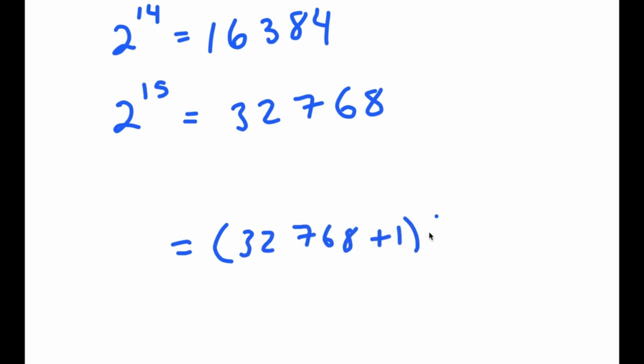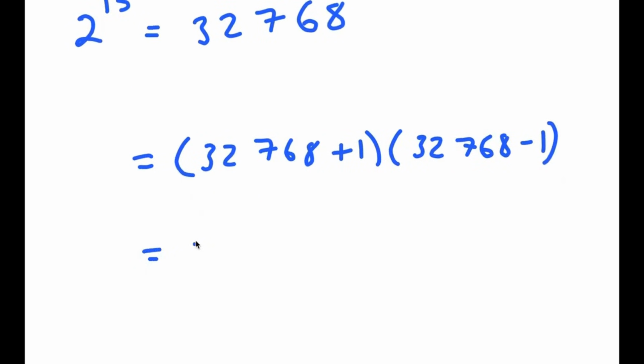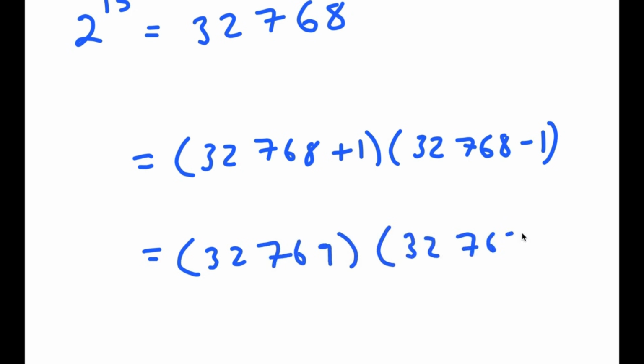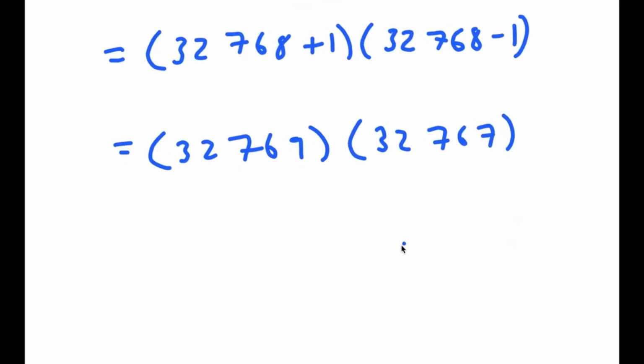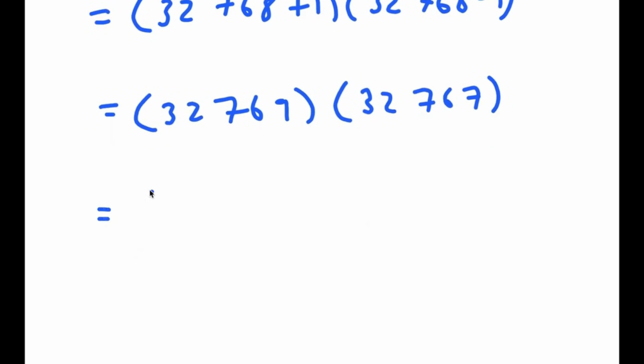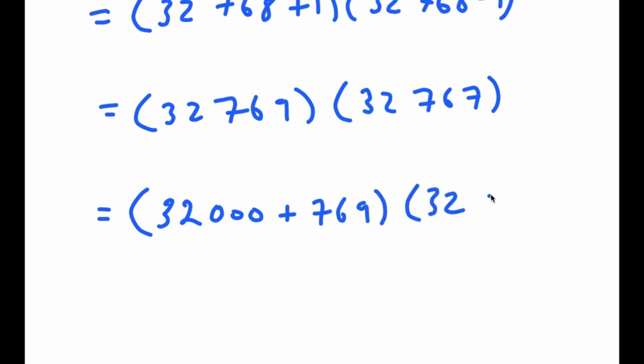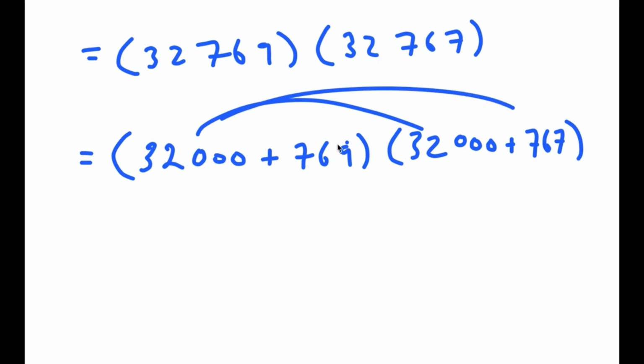So I have 32,768 plus 1 times 32,768 minus 1. And now this is equal to 32,769 times 32,767. Now, a simple way to solve this, instead of having to actually multiply them the regular way, is to rewrite this as 32,000 plus 769 times 32,000 plus 767. Now I'm going to distribute.